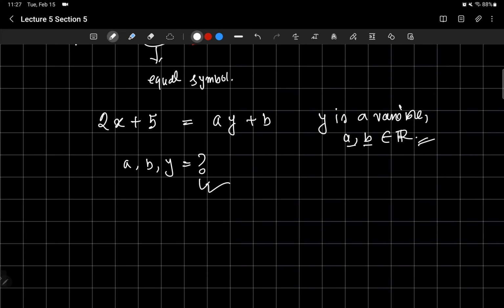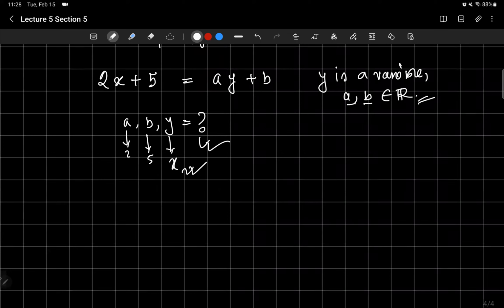a equals 2, b equals 5 and y equals x. Okay, a equals 2, b equals 5 and y is just x. Okay, fine.